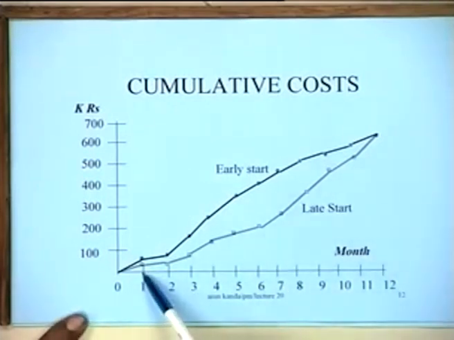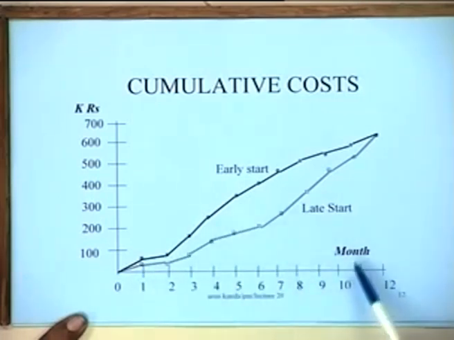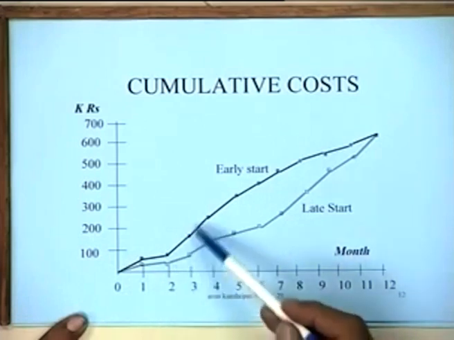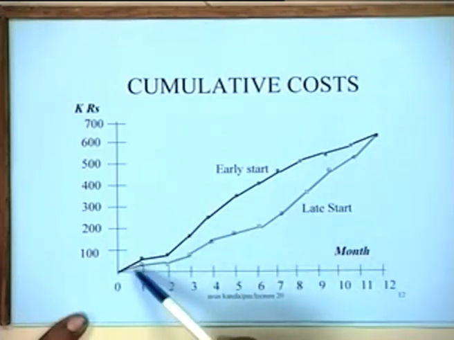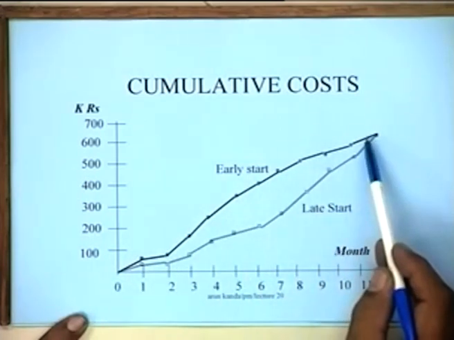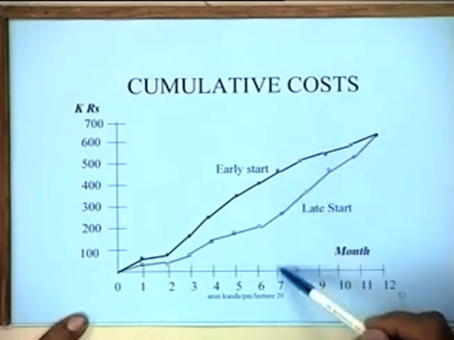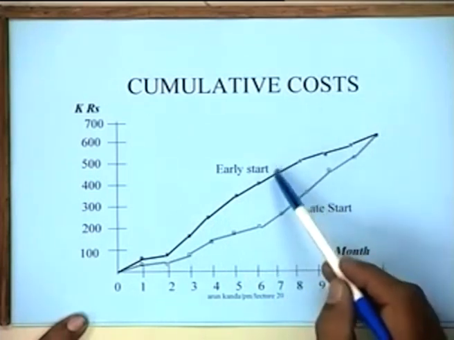At every month we have two values. The upper one is the early start cost corresponding to the early start schedule, the lower one is the cost corresponding to the late start schedule. So for each of the 12 points we have these 2 points, and what you find is that the cumulative expenditure is much higher at every point of time in an early start schedule.